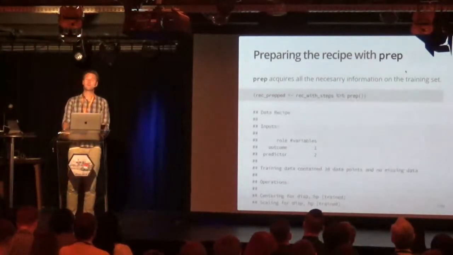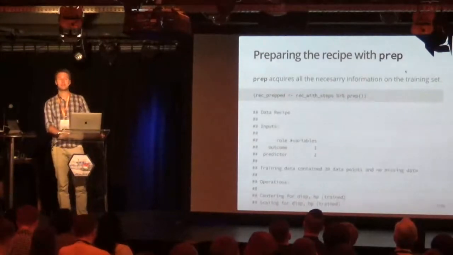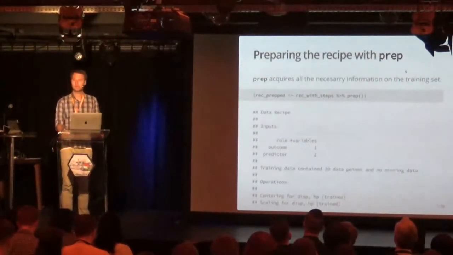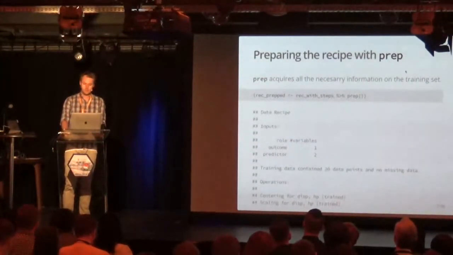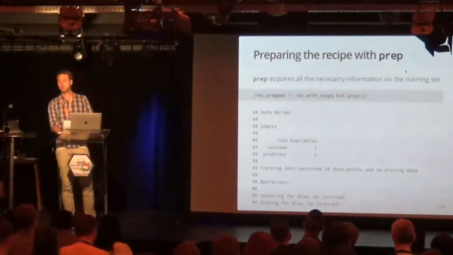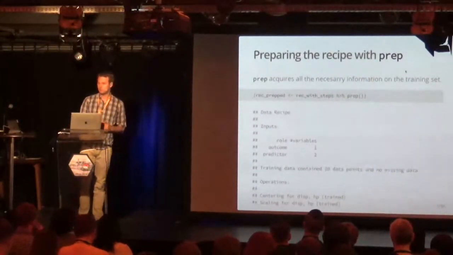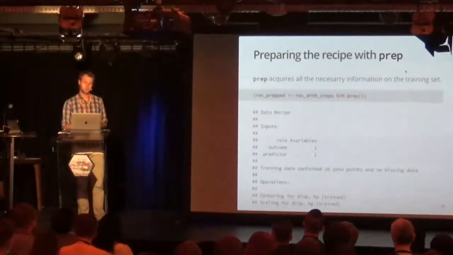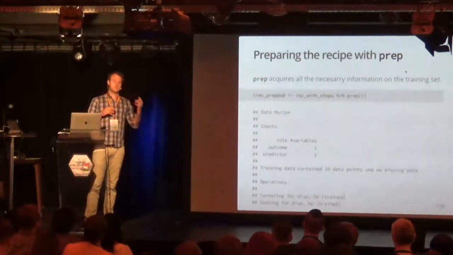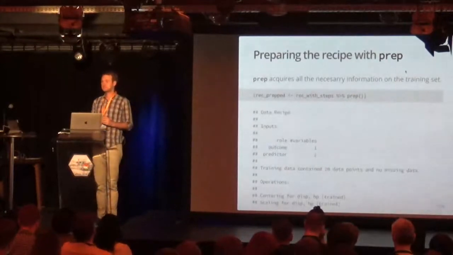So when you're happy with your recipe, you actually start prepping it. And prepping is not yet preparing the data, it's updating your recipe. And prepping is learning all the necessary statistics from the training set. So probably, as you know, if you want to prepare your data well, you learn statistics for centering and scaling on a train set. But you have to apply the same statistics on the test set.